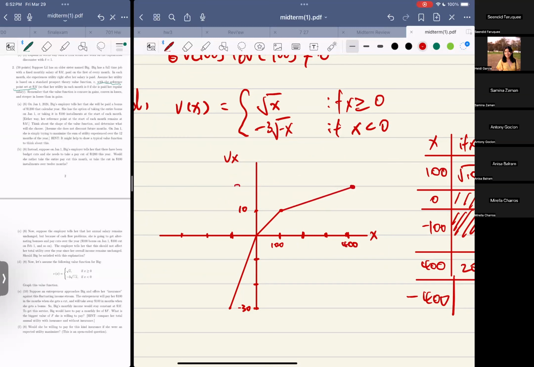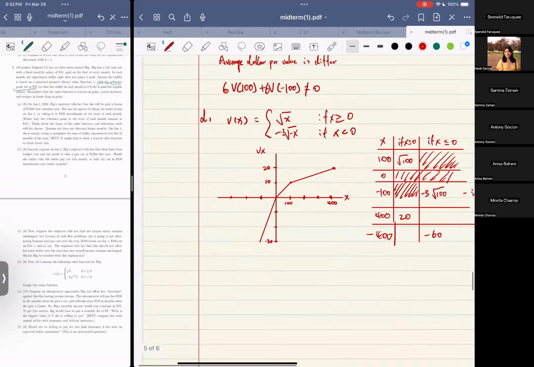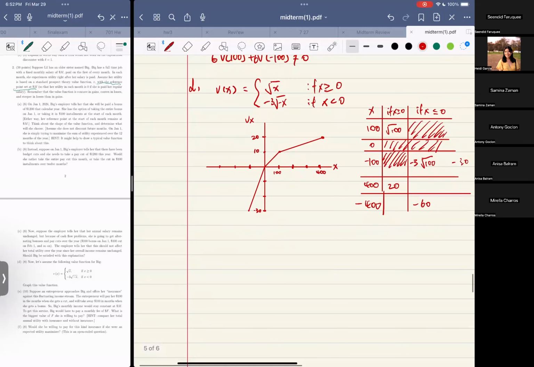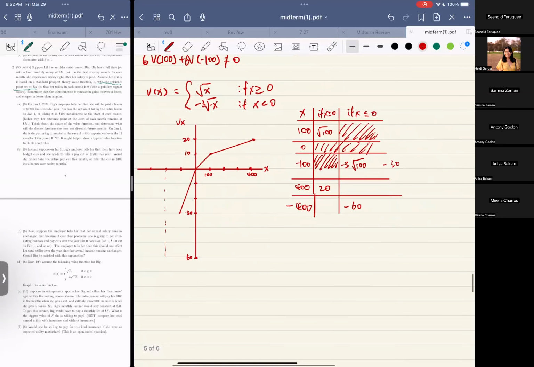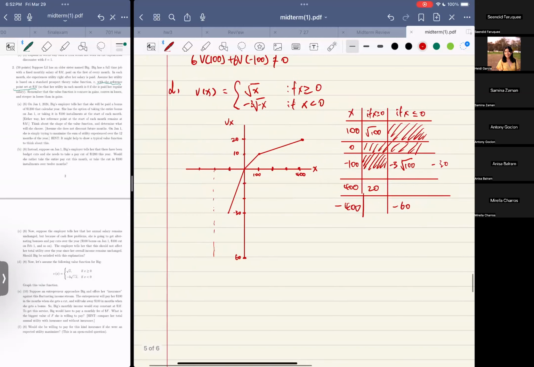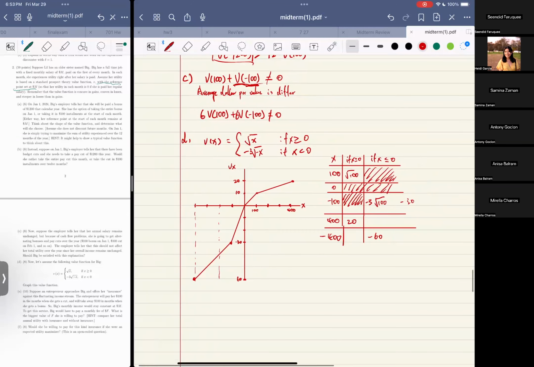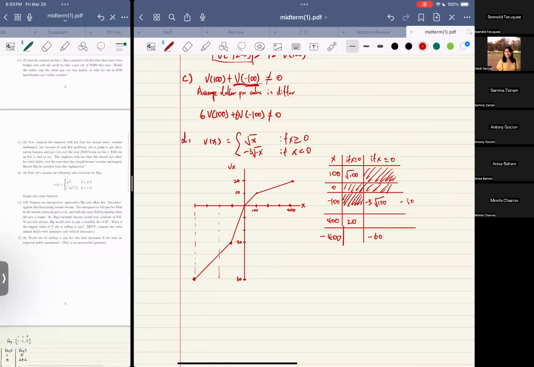So as we can see, this is a concave and convex function. Negative 60, that's so long. Yeah, something like this. Okay, so you graph, that's it.